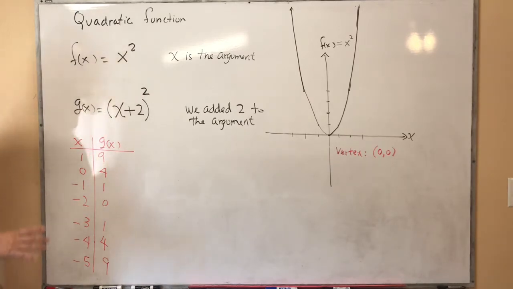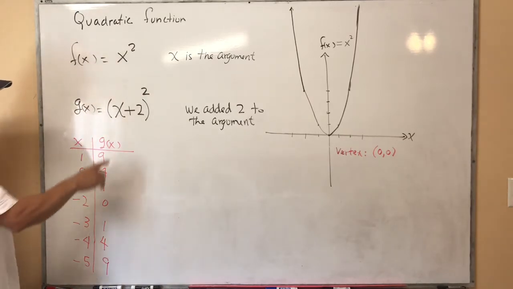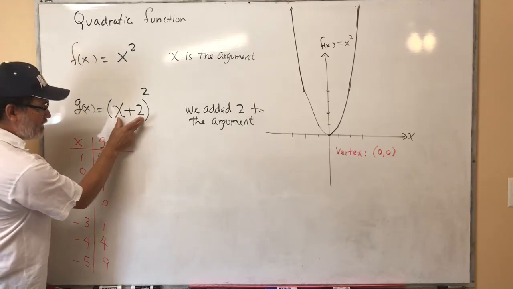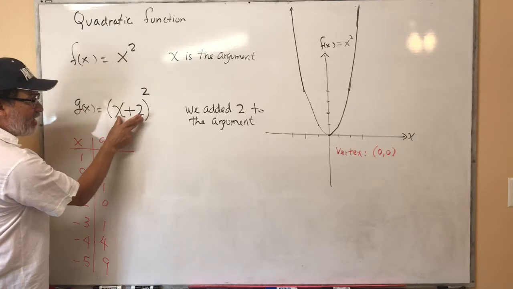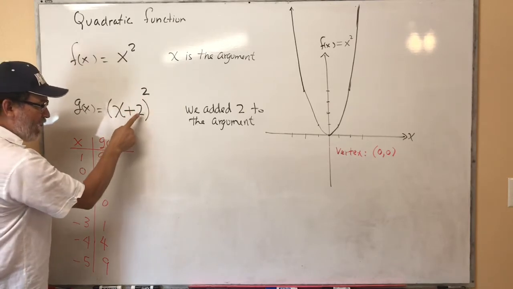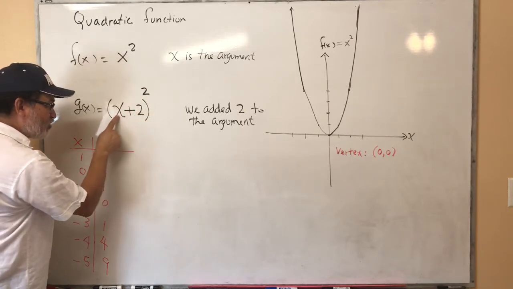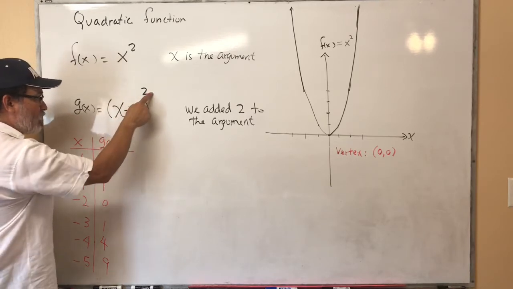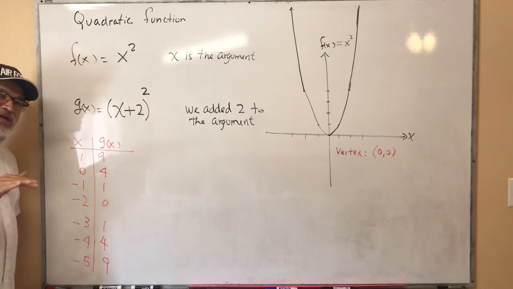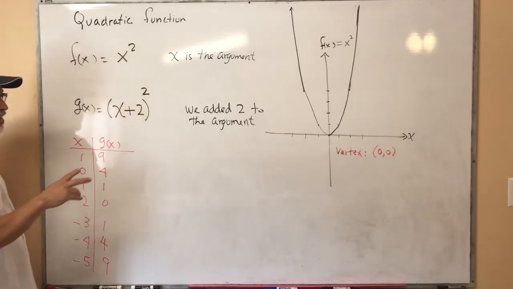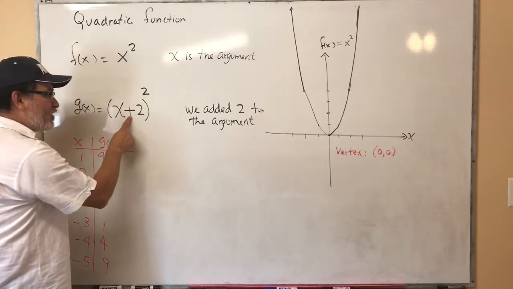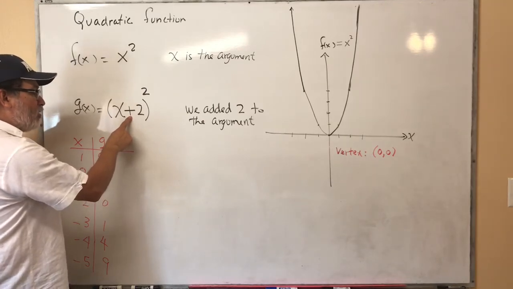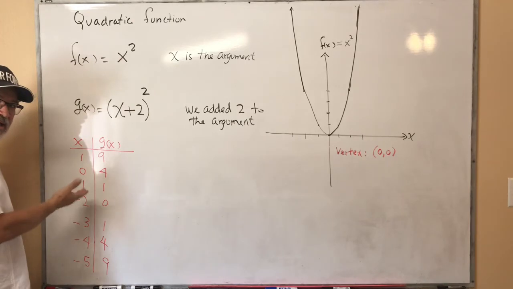I'm telling you, when you add 2 to the variable in the parentheses, and that's being squared, that's a horizontal shift, 2 units to the left. It's in the opposite direction. Now, this is going to reflect that, okay?